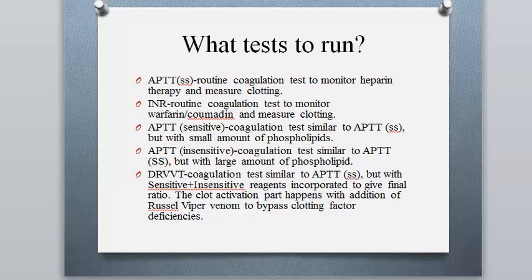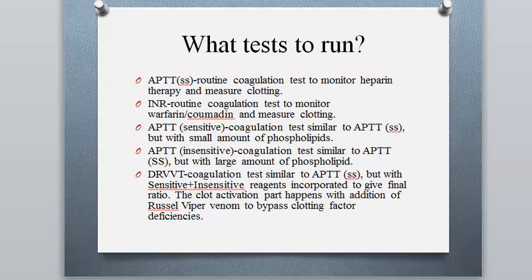Another test that we also run on patients to investigate if a patient has LA is called DRVVT. DRVVT is a coagulation test that's very similar to APTT-SS, but it has two reagents incorporated in it, sensitive and insensitive. And the final result is a ratio.